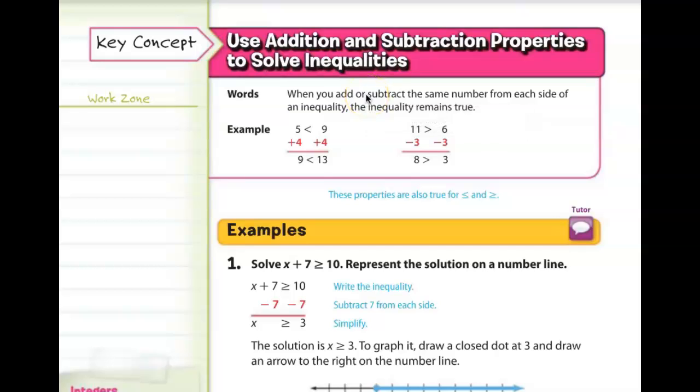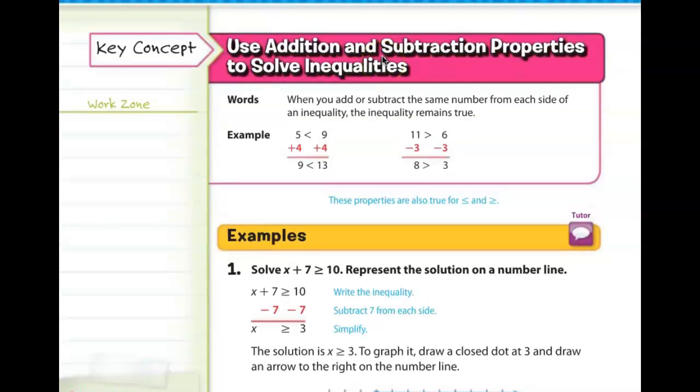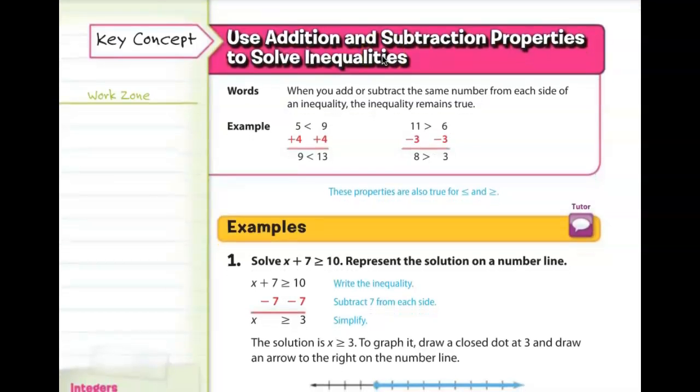Okay, today's lesson is Chapter 8, Lesson 7. We should be on page 654. We're going to be focusing on solving inequalities. This is very similar to solving equations, especially for addition and subtraction. So the first thing we're going to talk about is using addition and subtraction properties to solve inequalities.